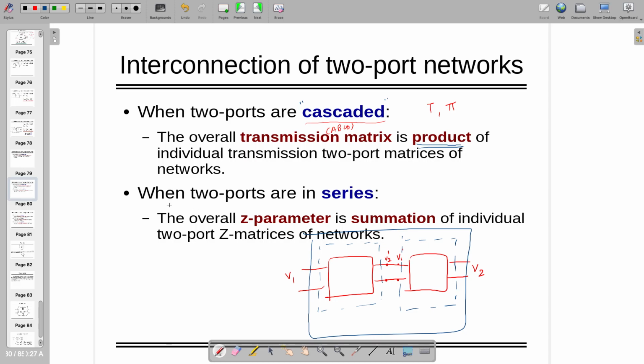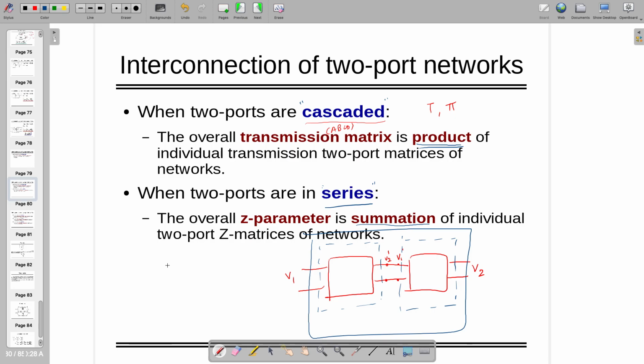One more thing, if two ports are in series, right? We understand series and parallel, right? So if two ports are in series, then the Z parameter is the summation of the individual two ports, because it's effective resistance. I'll keep some examples for you. So what's the difference between cascade and series? I'll give you maybe some example.